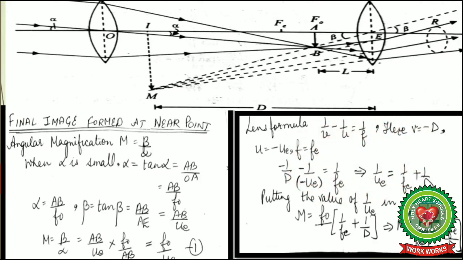Ultimately, on solving, we will get the value M equal to F0 into 1 over FE plus 1 over D. Why? Because we have put the value of 1 over UE in the equation of M. So, we will get the answer M equal to F0 over FE into 1 plus FE over D. I hope you have understood the topic, students.